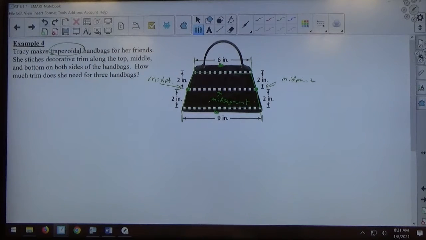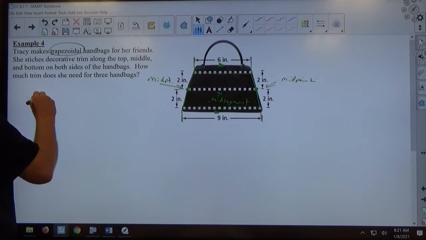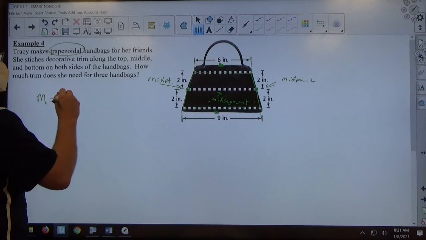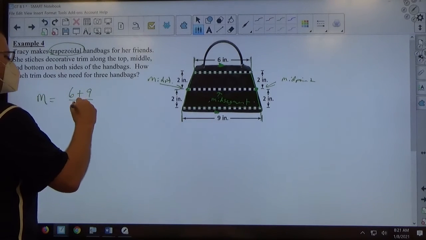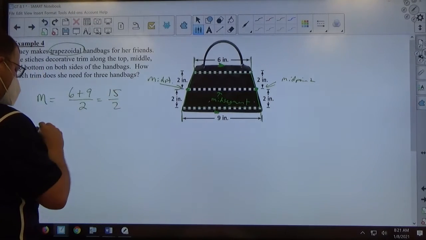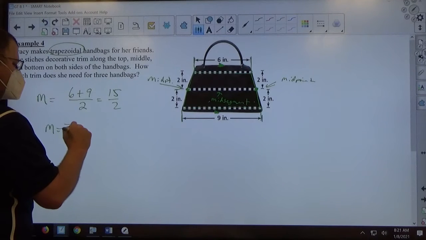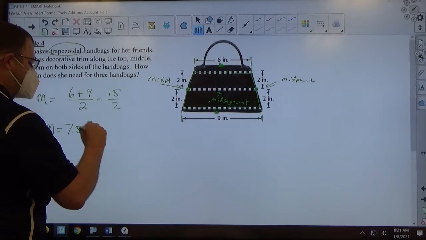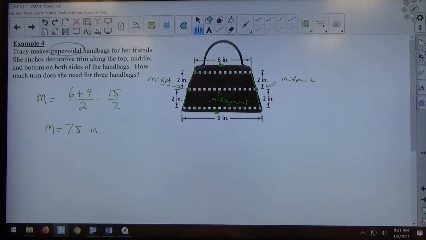Okay. And the property of the mid-segment is its measurement is half the sum of the top and the bottom. So it's the average of the top and bottom. So the mid-segment length is 6 plus 9 divided by 2, which is 15 divided by 2, which is 7.5. Unit of length here is inches. So the decorative trim, 6 inches on the top, 7.5 inches in the middle, 9 inches on the bottom. That's what she needs for a bag.